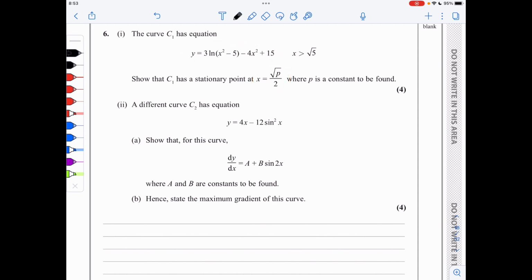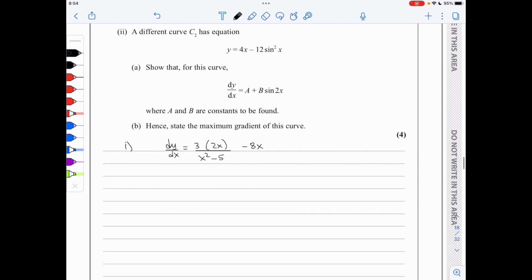So we start by differentiating. We have dy/dx is 3 times the derivative of the inside, which is 2x, and the derivative of ln is 1 over, so 3 times 2x over x squared minus 5. And the derivative of minus 4x squared is negative 8x.